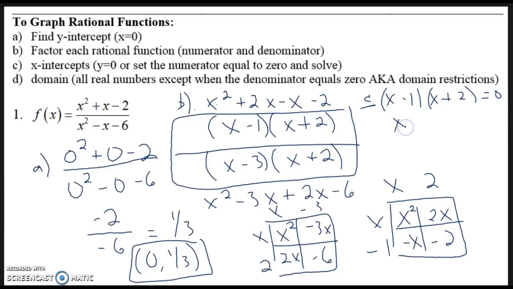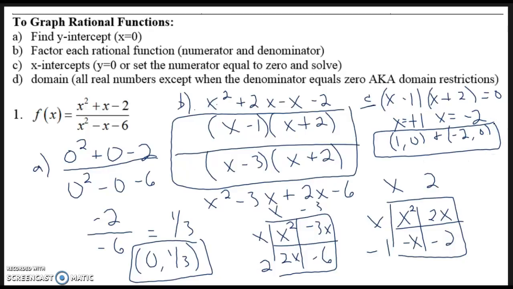So x minus 1 equals 0, and x equals positive 1. And x plus 2 equals 0, so x is negative 2, right? So my x-intercepts are 1, 0, remember it's a point, and negative 2, 0. Yes, it crosses the x-axis twice. All right, that's part C. Real quick to get D, I'm going to erase my box and pants. Pause it if you need it still.